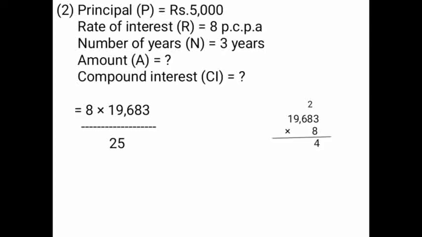8 3s are 24. 8 8s are 64. 64 plus 2, 66. 8 6s are 48. 48 plus 6, 54. 8 9s are 72. 72 plus 5, 77. 8 1s are 8 plus 7, 15. After multiplying 19,683 into 8, I am getting the answer 1,57,464.